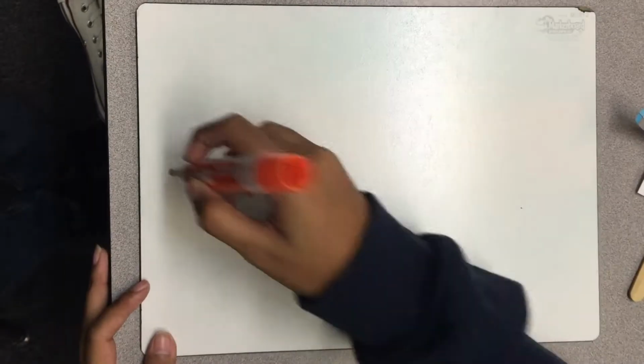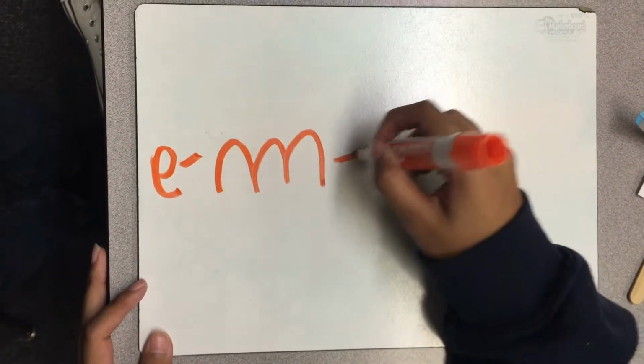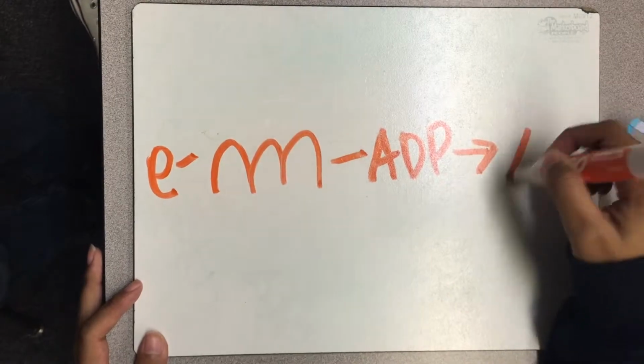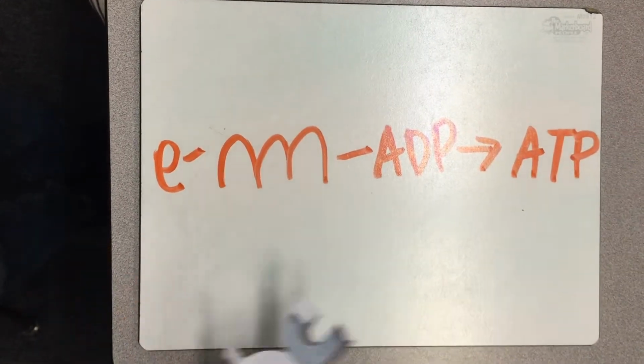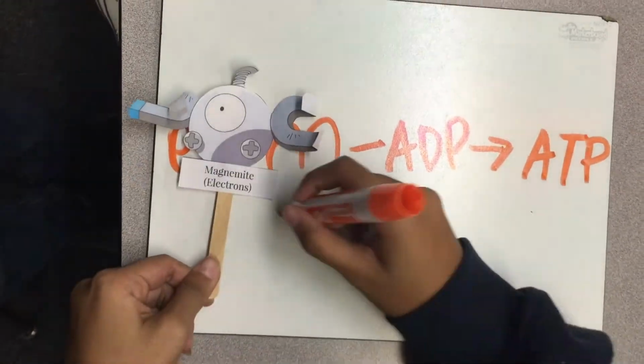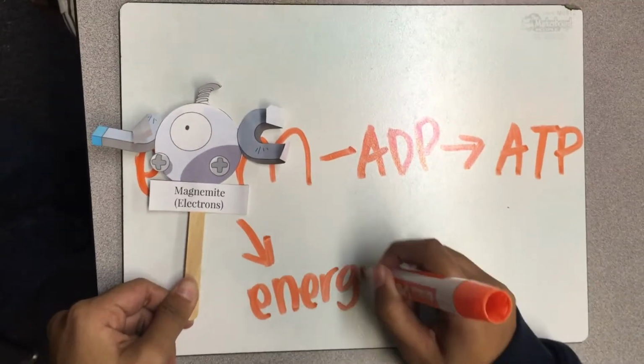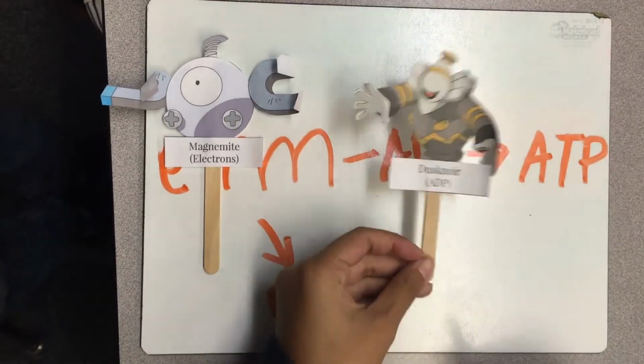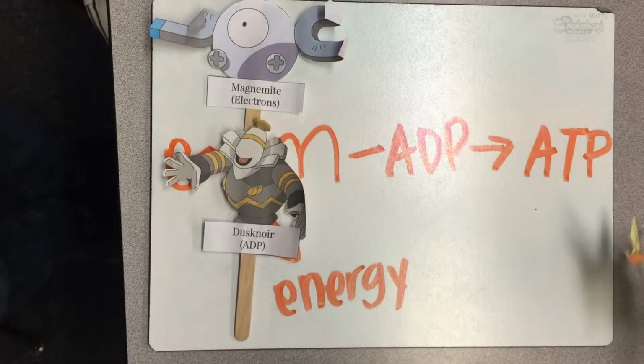Since the electron is bouncing around, it releases energy, which is then caught by ADP, which then converts to ATP. So as Magnemite is bounced around, Solrock is practically being released, and Dusknoir catches the energy, which then makes it evolve back into Solrock.